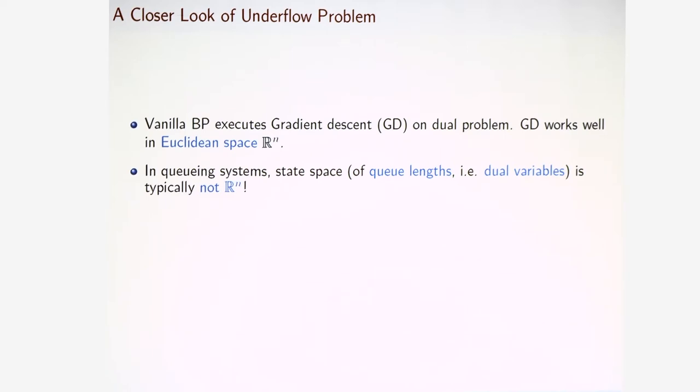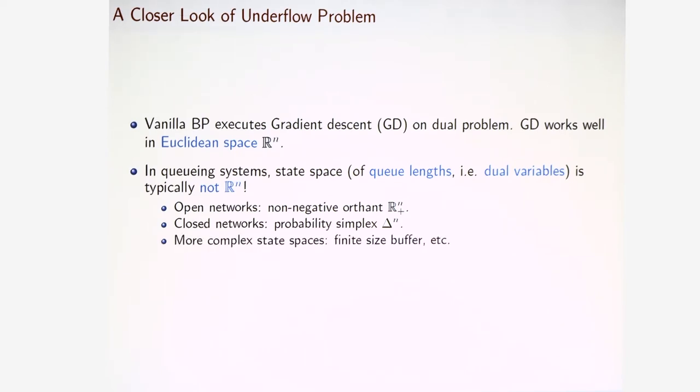But in queuing systems, the state space of queue lengths, which you use as dual variables, is typically not the whole Euclidean space, right? For an open queuing network, the state space of queue lengths is the non-negative orthant. For closed networks, the state space is the probability simplex. And you can have even more complex state spaces. For example, at each location the buffer size is finite, which is the case for a bike sharing system. Then your state space is something like an intersection of a box and the probability simplex. You can see these underflow problems happen on the boundary of the state space. So the issue boils down to the state space constraint, which is the problem geometry. The vanilla version of backpressure is not respecting the problem geometry.